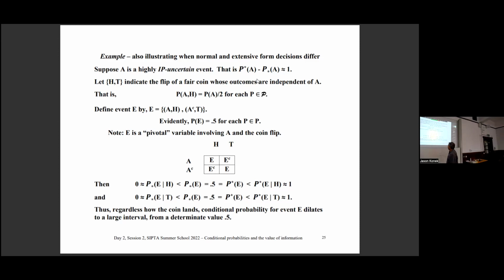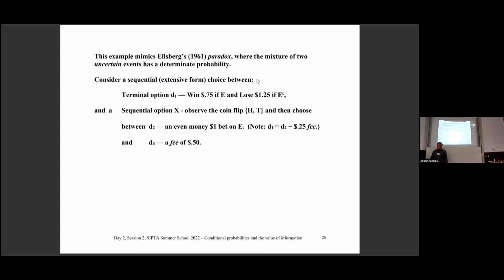Okay, so now the problem is you can see where this is going. We can make up a little decision problem where the value of information is going to be negative if I choose as my decision rule something like lower expectation. Because the lower expectation of the favorable act will drop below the lower expectation of the unfavorable act.